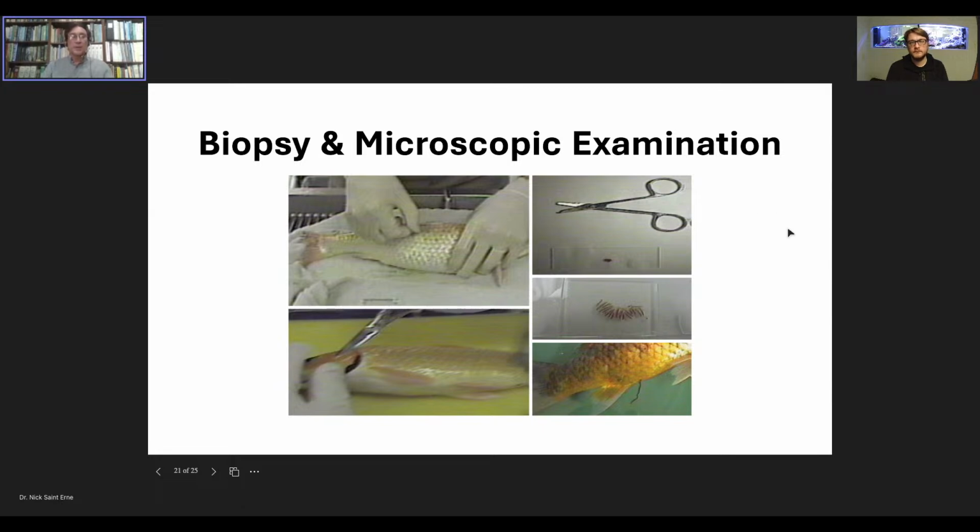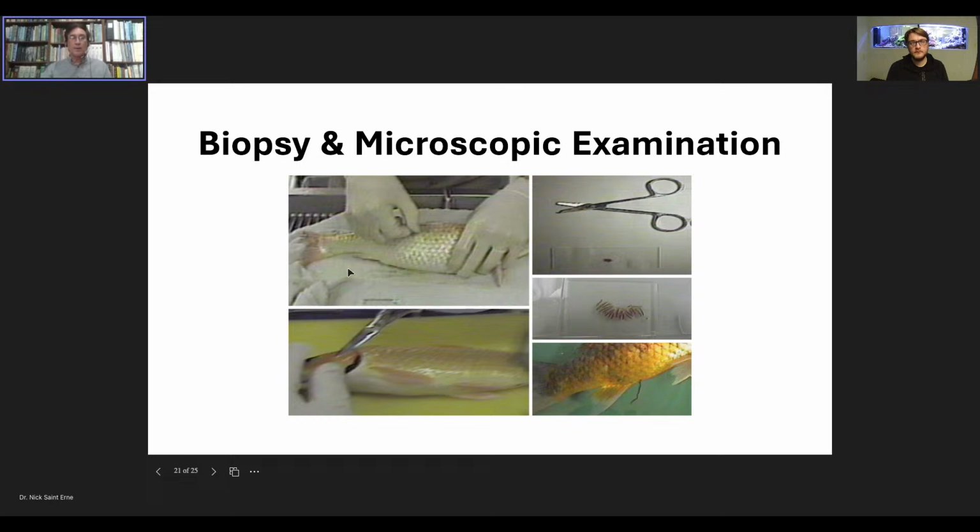So here's how you take the biopsy. And these are fish that have been anesthetized. These particular examples are koi. Koi are easy to work with because they're pretty big, but you can do this with tropical fish. I do this with guppies and smaller fish all the time. So you anesthetize the fish. Here, this one's out on a wet towel. This one's off on a wet sponge. You don't want it to dry out. You've got to keep it wet.